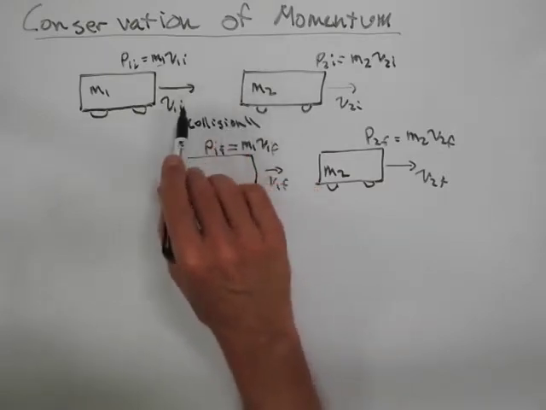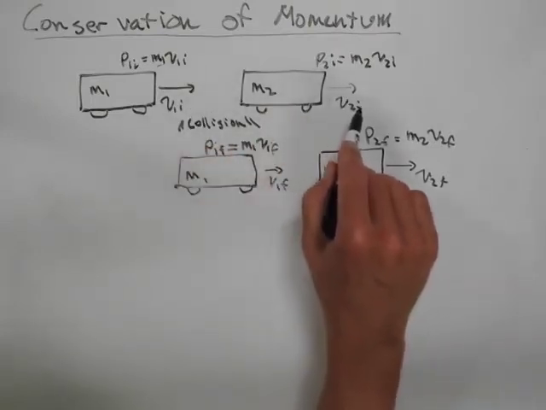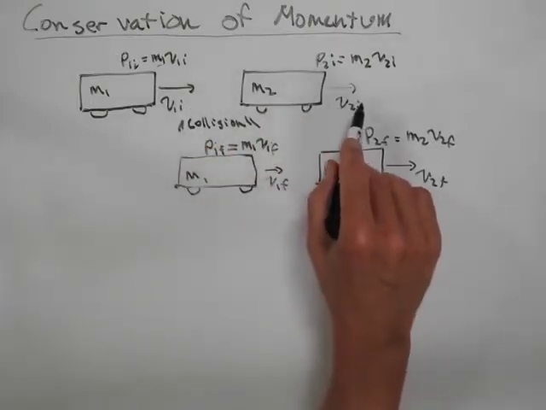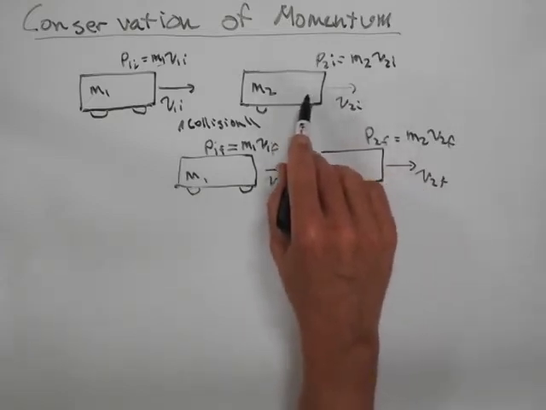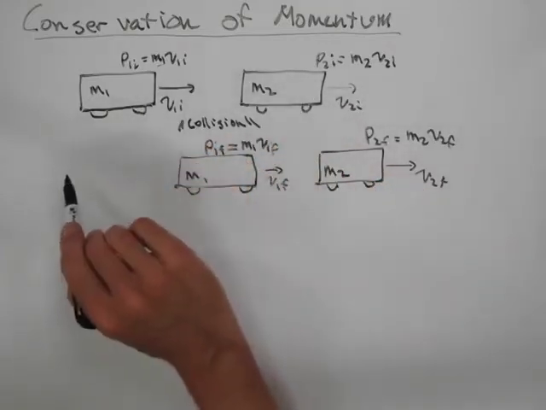Then we're going to say before they've collided, this guy has V1 initial velocity. This guy has V2 initial. We can assume he's at rest, but he doesn't have to be. He's just got to be going slower than this one guy is, so they collide, right?